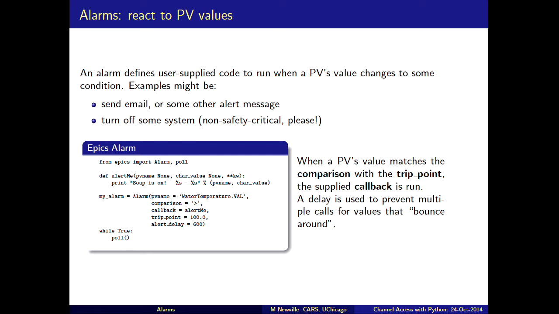There's also an alarm class that was written to allow you to set up an alert. You can create a PV, and then when something changes, when something goes past a trip point, you can send an email or some other alert. Send a text message, send an email, post to a Twitter account, or whatever. And you can turn off some system. So at each callback, this just does a comparison of an operator, a comparison operator, and a trip point, and then it will run that code when that happens.